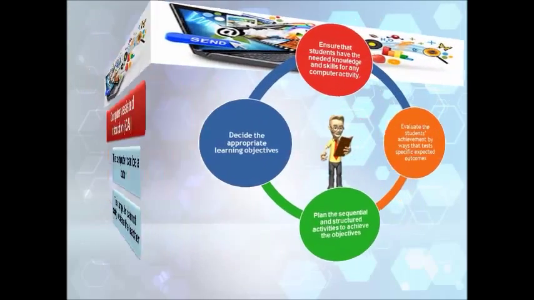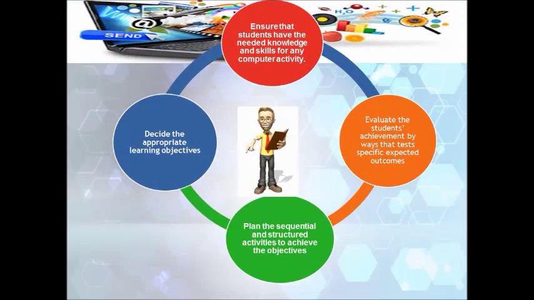Even if the computer is available, as well as the CAI software, the teacher must first ensure that students have the needed knowledge and skills for any computer activity. Then, decide the appropriate learning objectives. Next, plan the sequential and structured activities to achieve the objectives. And lastly, evaluate the student's achievement by ways that test specific expected outcomes.